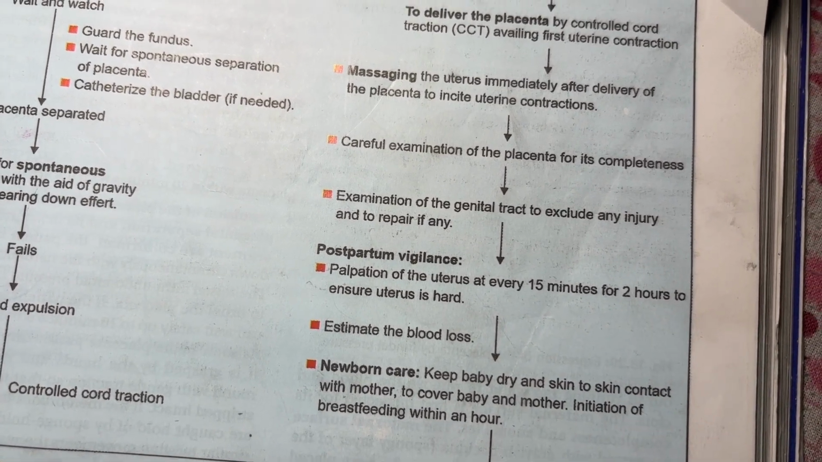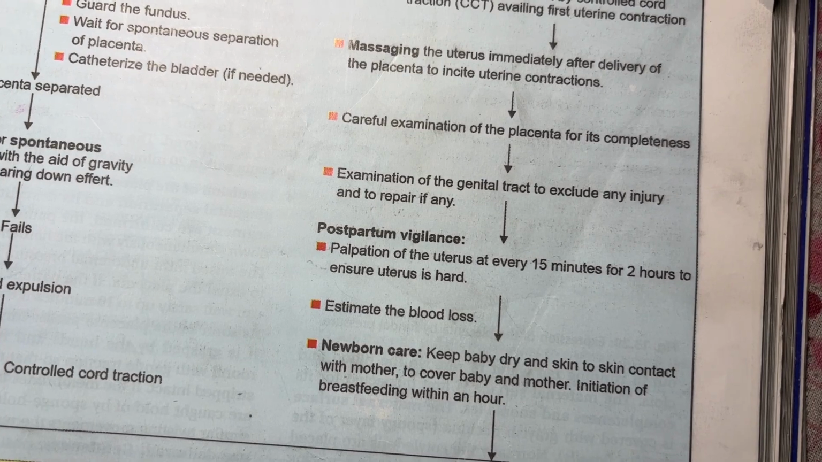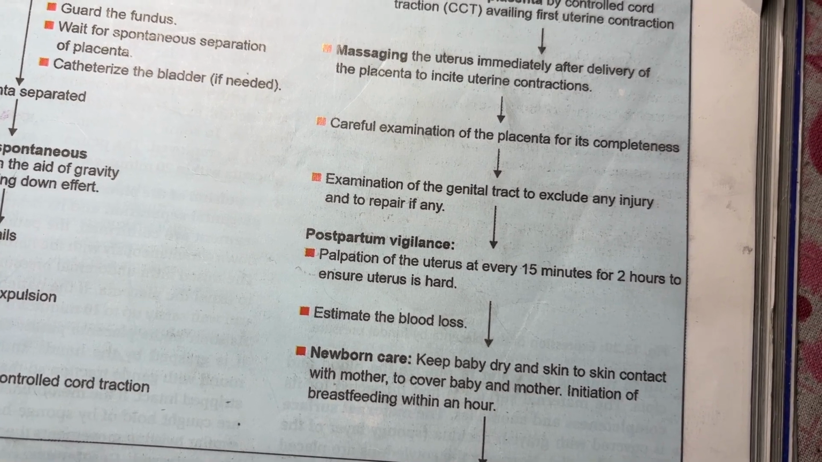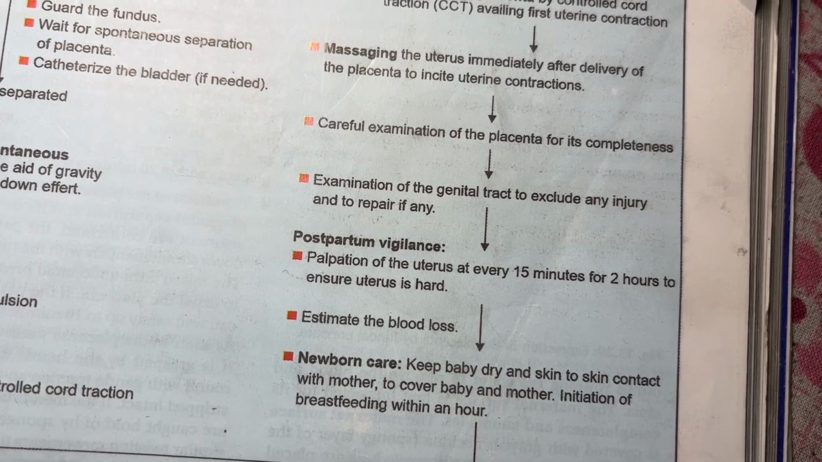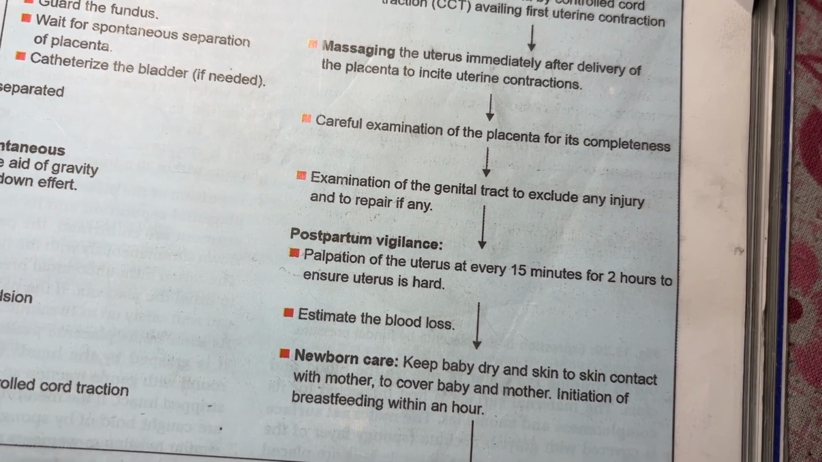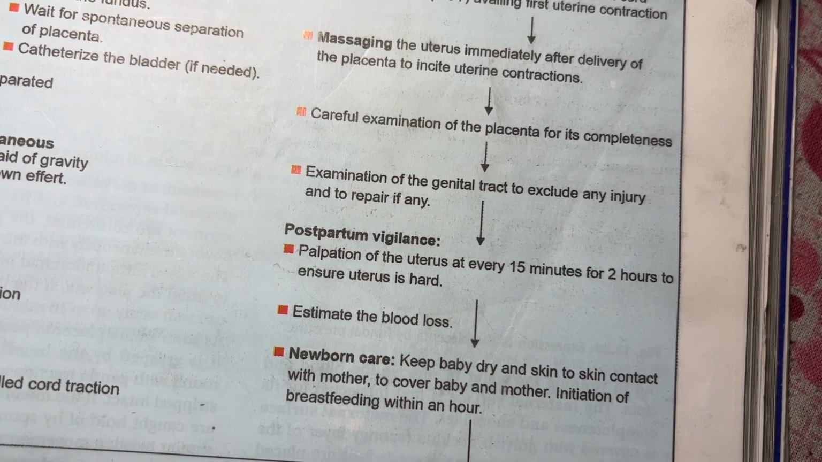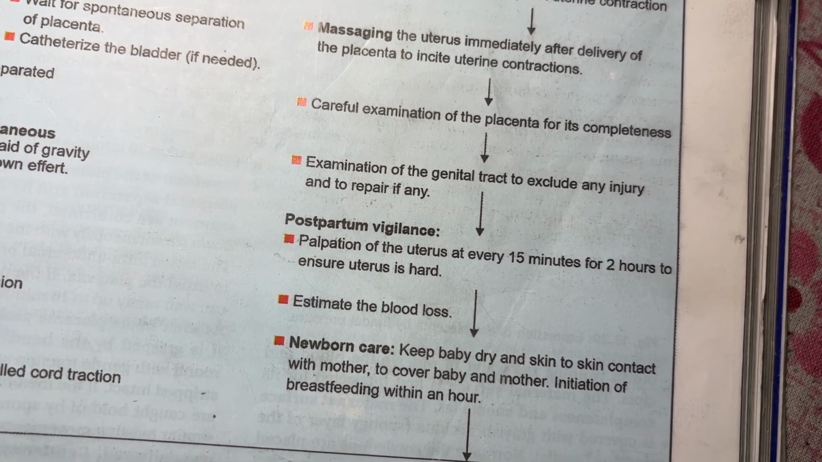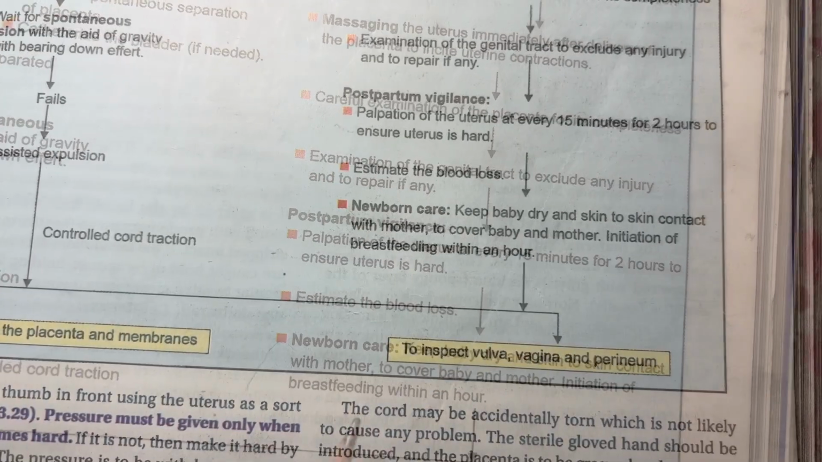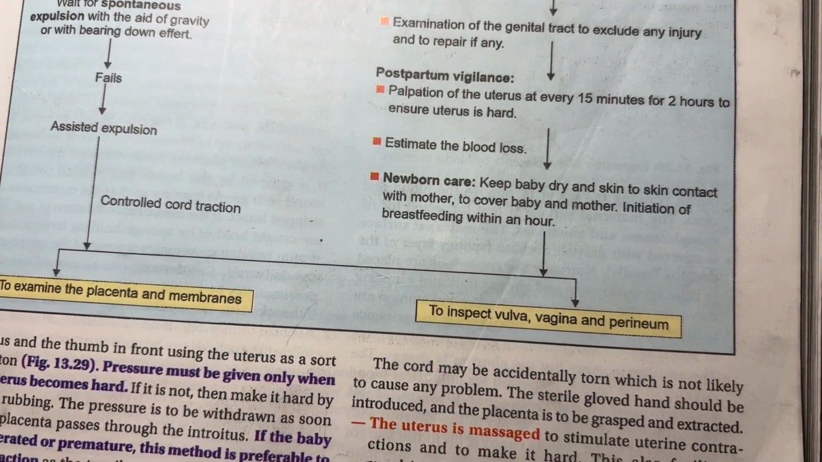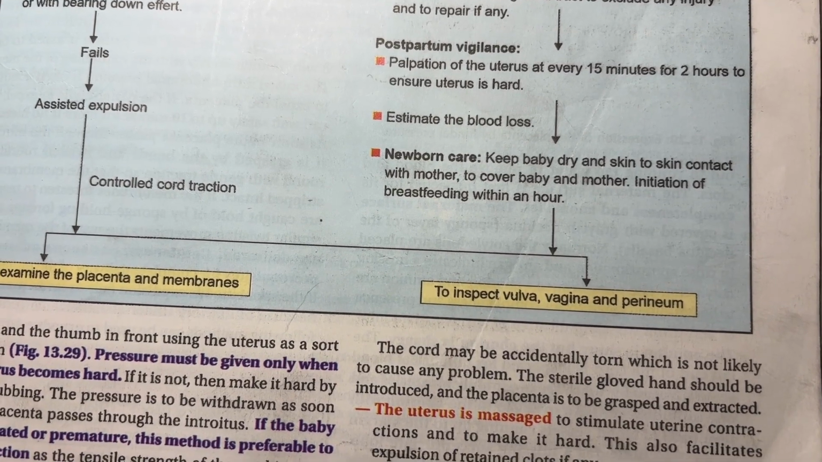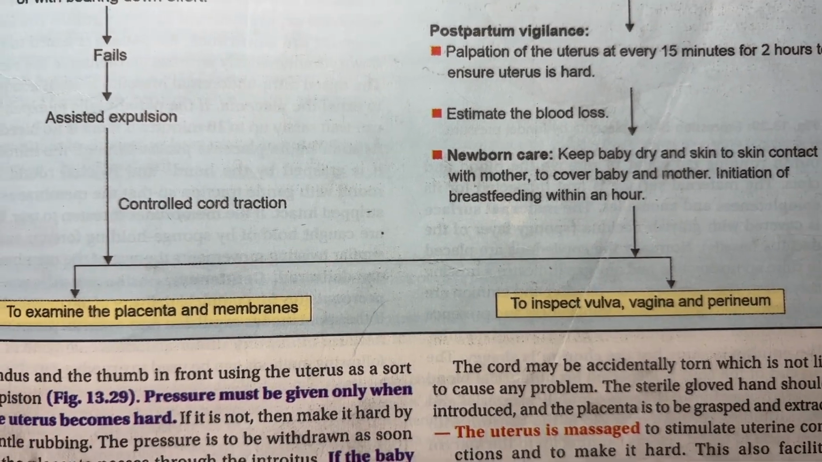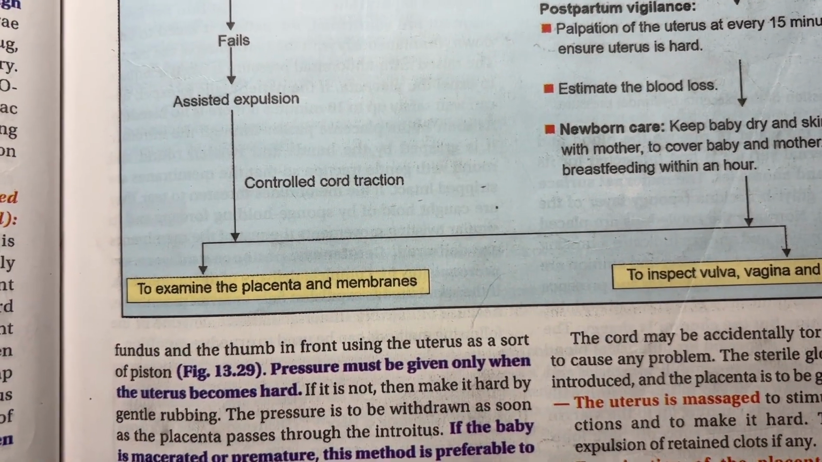After that, what should we do? We should do newborn care. Keep the baby dry, and then skin to skin contact with the mother. We give the baby to the mother for skin to skin contact and cover both mother and baby. And then we should provide breastfeeding within an hour. And then inspect the vulva, vagina and perineum, and examine the placenta and membrane.